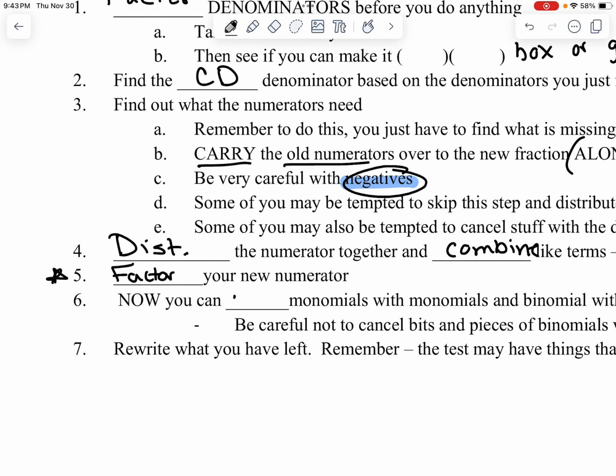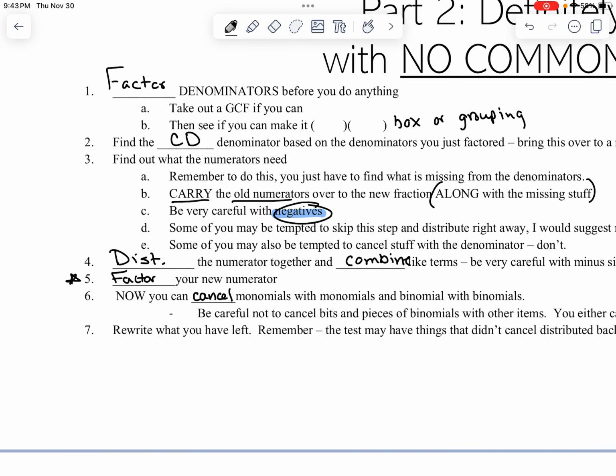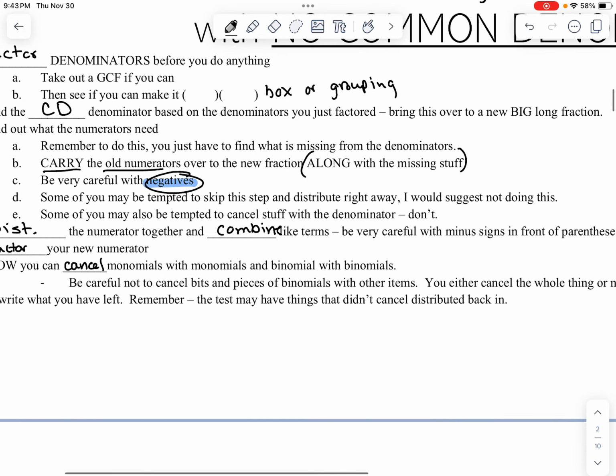I'll use the word cancel, but we should probably use the word reduce: monomials with monomials and binomials with binomials. Then you rewrite what you have left. Remember, the test might have things that didn't cancel distributed back in.